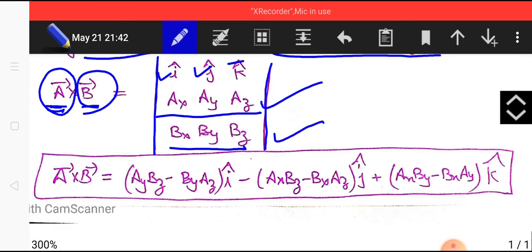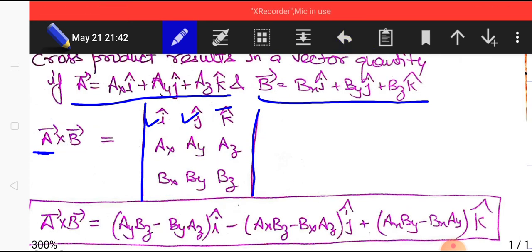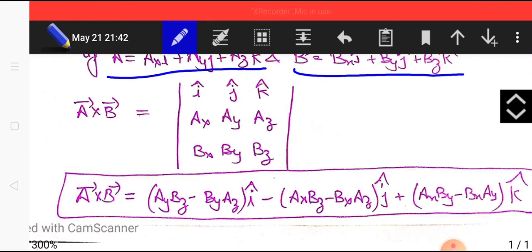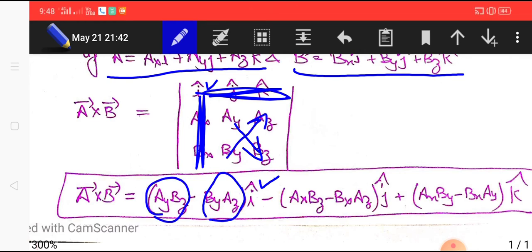Then there is a tricky way to solve this. For solving this, you will write it like I'm explaining. First you will write the i from here, and then you will hide this column and this column, and then you follow this routine: ay into bz, here it is, minus by into az, here it is.